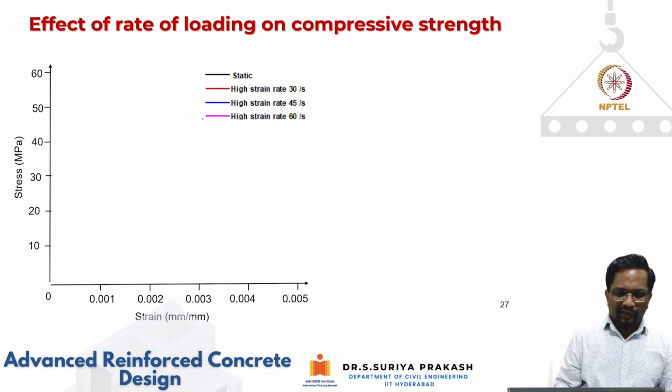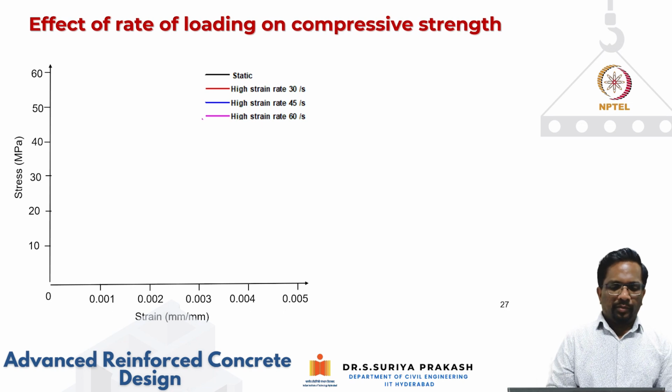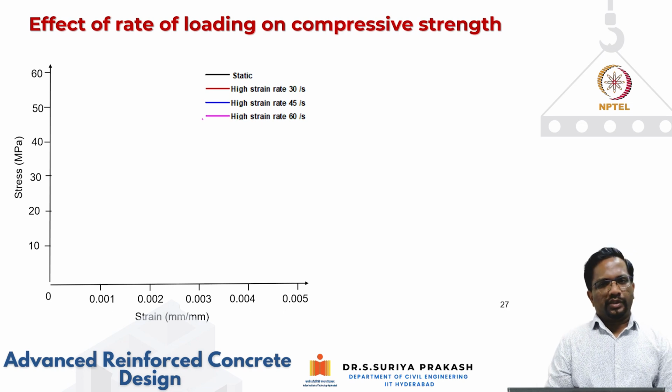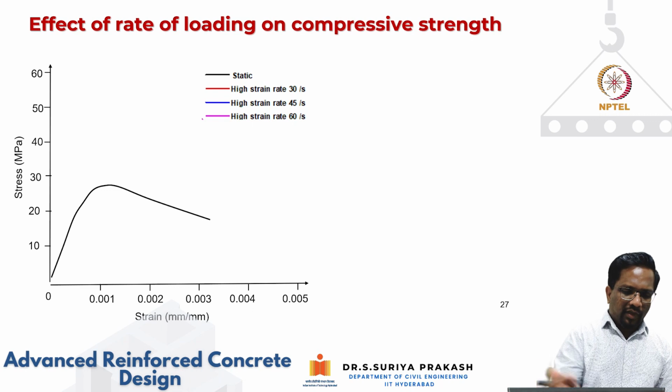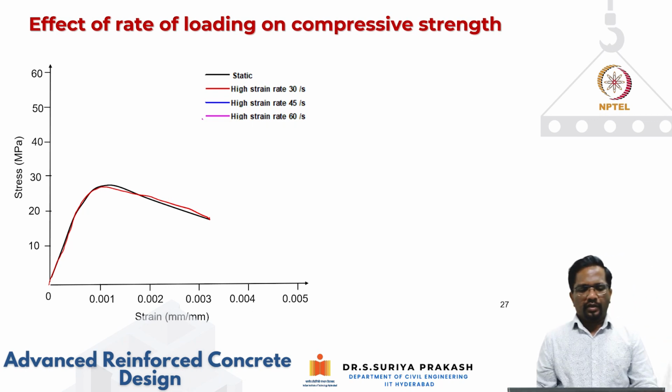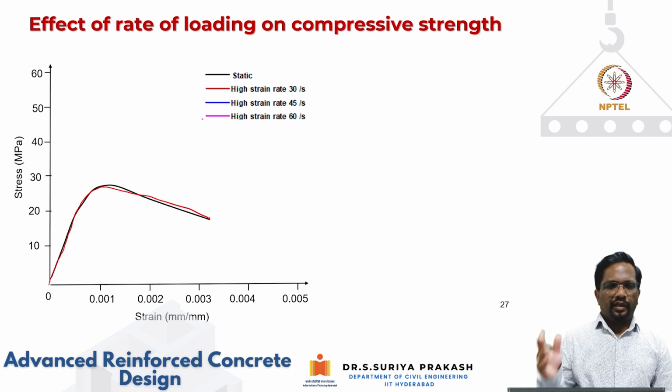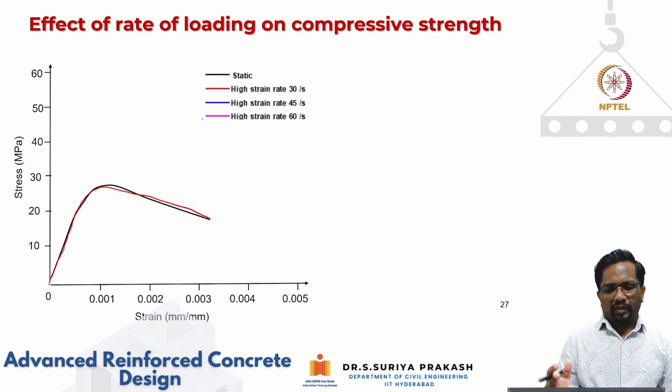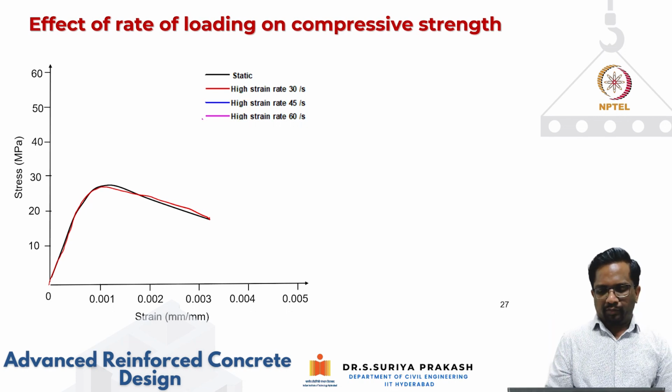We have done some experiments, and I'm going to show you schematically how the stress strain curve is going to change if I keep changing my strain rate. This is the one that we have set for about 30 megapascal concrete. You get this kind of nice curve. This is for static, when the strain rate is less than 10 to the power of minus 3 per second. It's a very, very small strain rate.